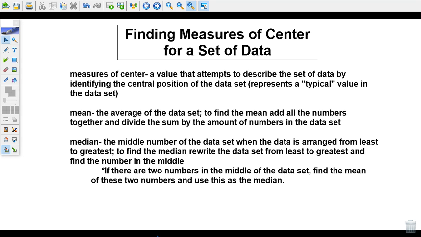So I wanted just to remind us, we've learned previously that measures of center are values that attempt to describe a typical value in the data set. So in general, this is a number that represents the data. The measures of center are mean and median, and we have previously learned how to find those and what those mean.